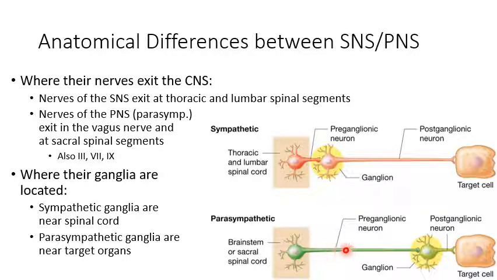The axon is going to travel most of the distance to the target organ before it encounters a ganglion. Within that ganglion, you have the cell bodies for postganglionic neurons. So the preganglionic axon is going to synapse onto the postganglionic neuron, and the postganglionic neuron's axon is going to leave that ganglion and travel the rest of the way to the target cell on the target organ, and that's going to be a very short distance.